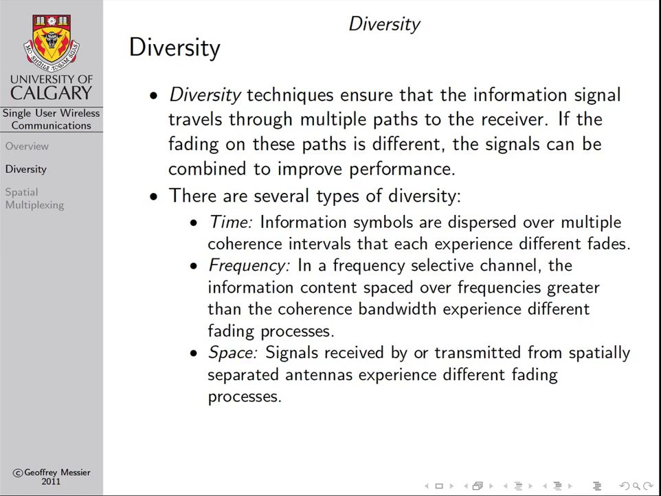The final type of diversity is what's known as space diversity, and this is implemented using multiple antennas. So we have, for example, a system with multiple antennas at the receiver. As long as those antennas are spatially separated by some distance, the fading experienced by each antenna will be different. We then route those received signals back to a common point, and we can combine them and reduce the effects of fading that way.